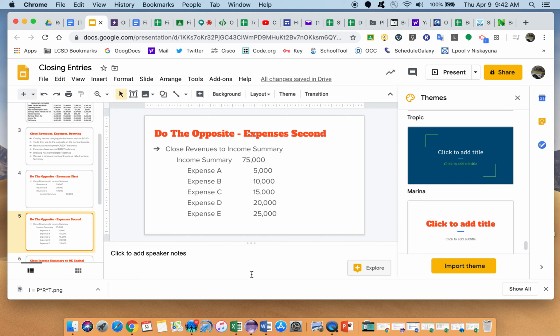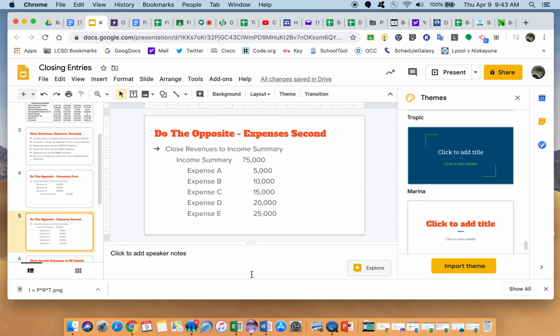Then we move to expenses. Expenses are the opposite. As we know, we always debit our expenses. So in order to close an expense, we have to credit them. So we're just going to list them right from top to bottom. Obviously, you're going to have a lot more expense accounts than you do revenue accounts. Hopefully, it's still less than the revenue though coming in. And we credit each expense account individually. Notice the credits I have there. Add those up, and we debit income summary.